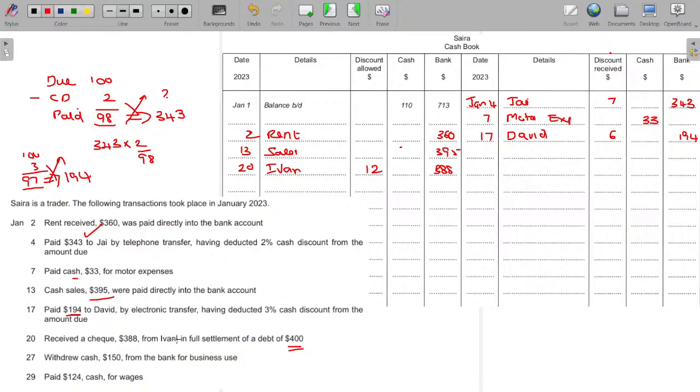Withdrew cash $150 from the bank for business use. So 150 will come in the bank cash column and it will be in the payment column in the bank. So under bank, it will be named as cash. Under cash, it will be named as bank. The date being 28th. And paid 124 for wages on 29th. Wages, that too payment in the form of cash only. So 124 here.